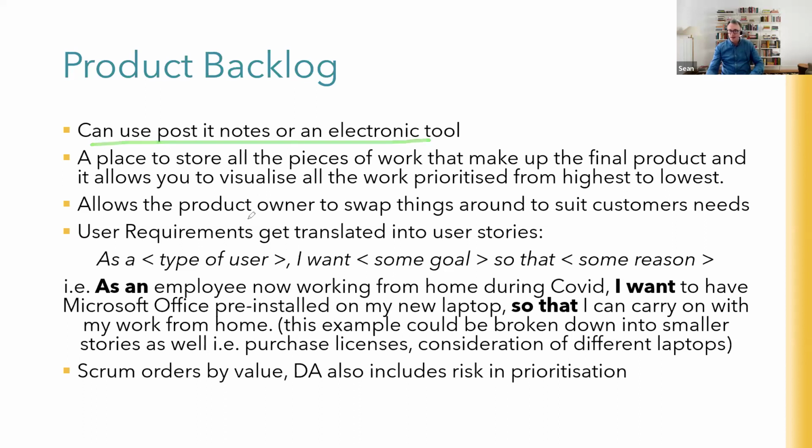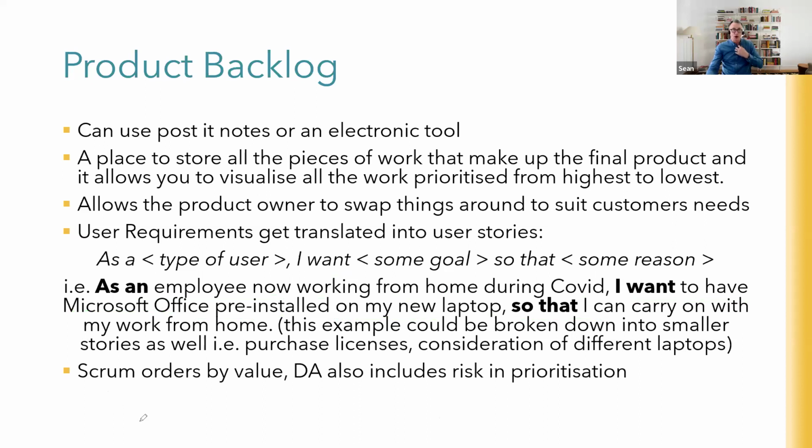It's owned by the product owner, and they can swap things around to suit their perception of what the customer's value needs are. It contains the user story, which is a very simple statement, and it just says, as a type of user, I want something so that I can do something. So the example there is, as an employee now working from home during COVID, I want to have Microsoft Office pre-installed on my home laptop so that I can carry on with my work from home. Okay. So there we are, that's the product backlog.